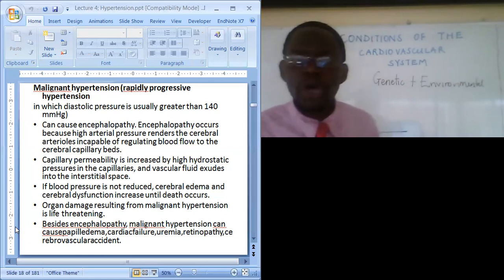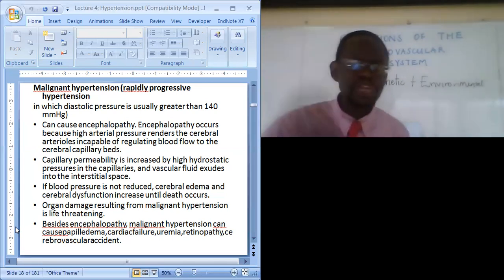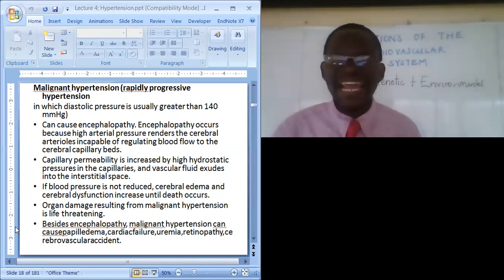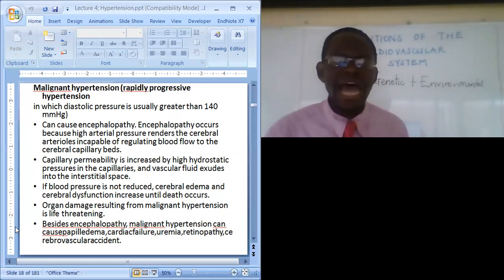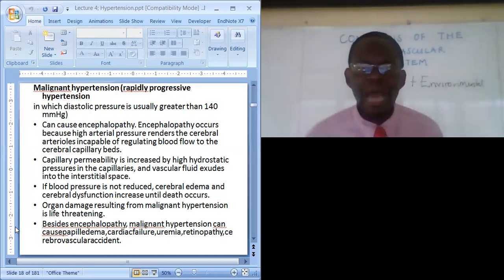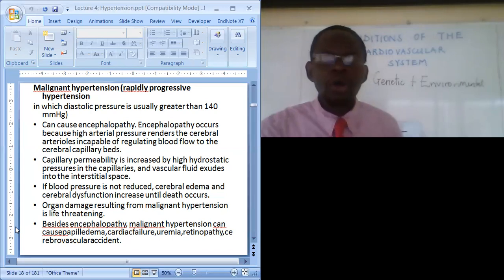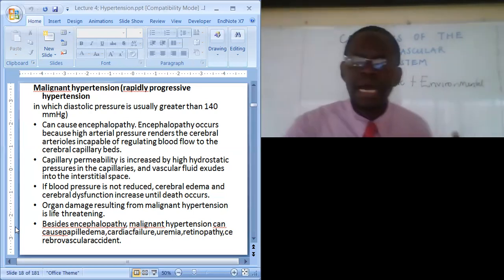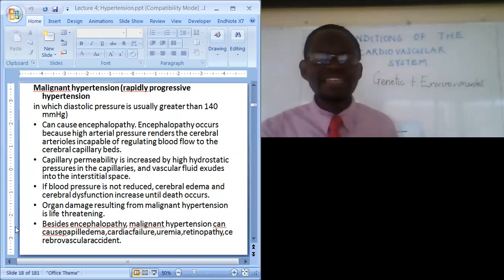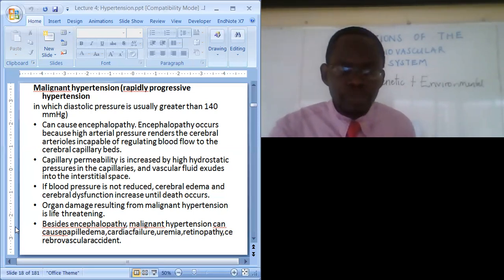We also have increased capillary permeability, as we demonstrated last time. As a result, you have very high hydrostatic pressures, and therefore a lot of fluid seeps out of the capillaries, creating edema. The edema within the brain is what we refer to as cerebral edema. Of course, this will increase the intracranial pressure, and that is not a good thing. It might lead to other things like papilledema.